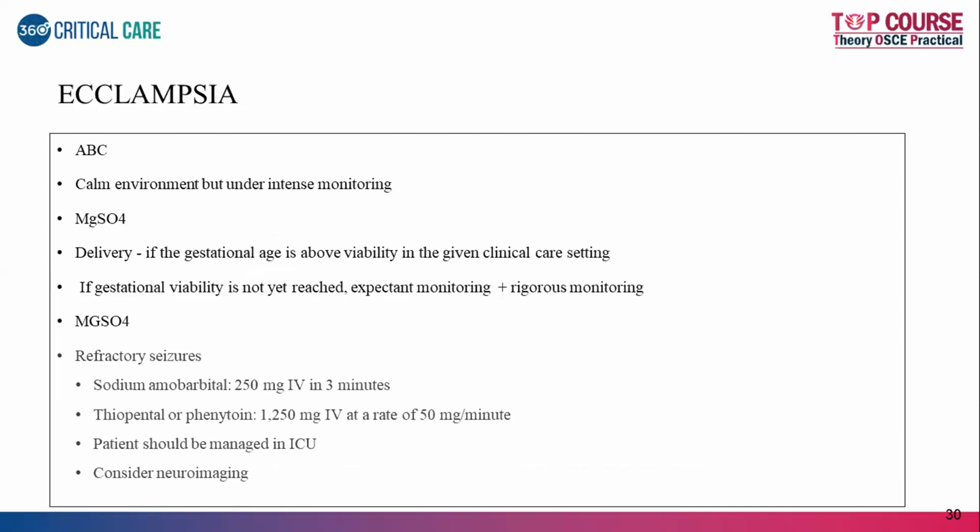Then comes eclampsia. If any patient has eclampsia, the first important thing is your ABC: airway, breathing, circulation. Then calm the environment. Give magnesium sulfate. Delivery if the gestational age is above viability in the given clinical care setting. If the patient has not reached viability, expectant management plus rigorous monitoring. For refractory seizures even after magnesium, the other drug that can be used is phenytoin. Phenytoin is the most preferred one. The patient should usually be managed in the ICU, and consider neuro monitoring.